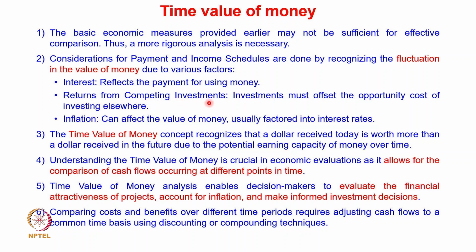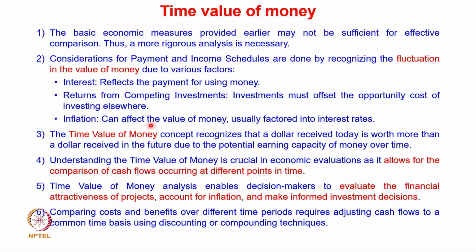Then the return from competing investment. Very often plants invest in competing investments, and the return based on that investment must offset the opportunity cost of investing elsewhere. So based on that you will get some revenue. The third one is inflation. Because of market fluctuation, the prices of different commodities change, and that can impact the value of money. Usually inflation is also included in the interest rate itself.